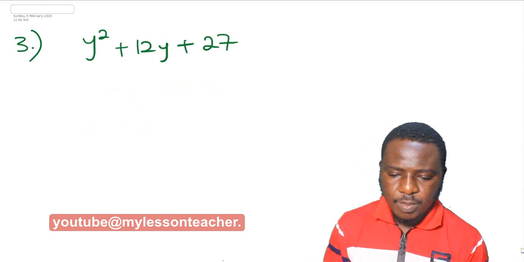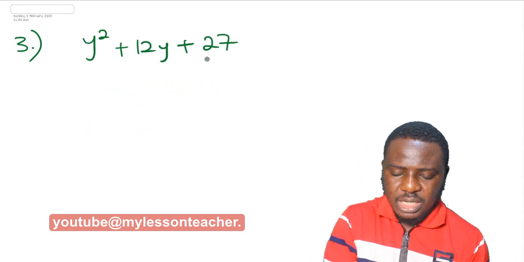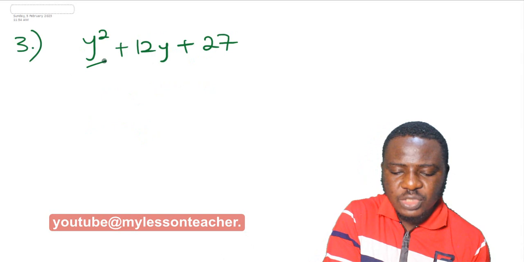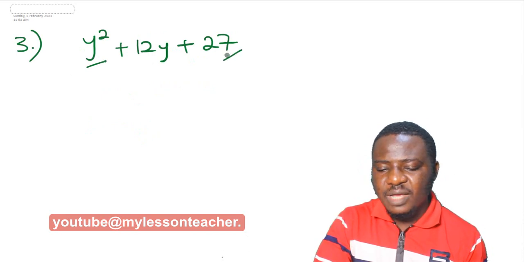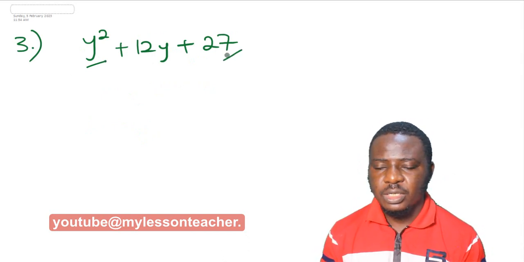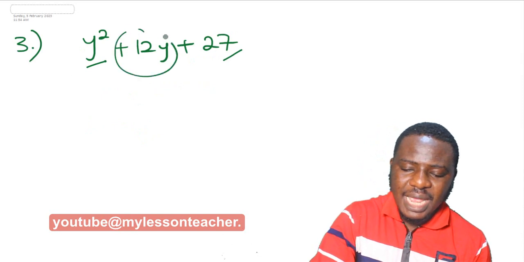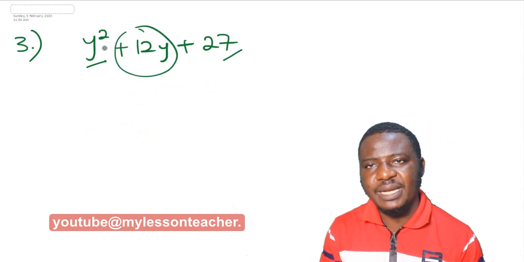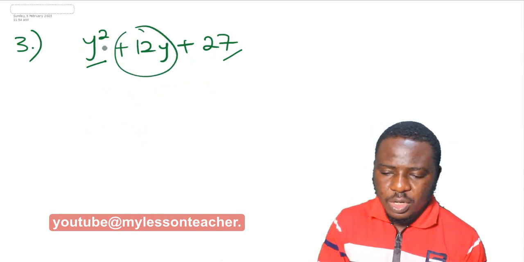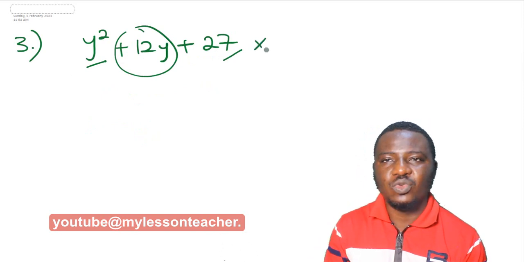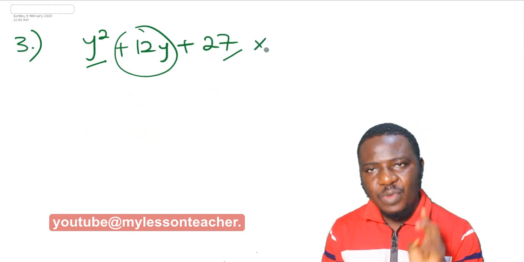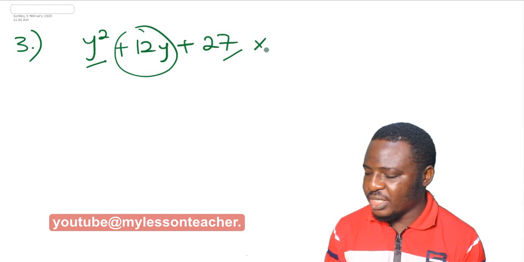Number 3. Can this be expressed in that form? No. In as much as y squared is a perfect square, 27 is not a perfect square. So invariably, the middle term may not be twice the product of the square roots of the first term and the last term. So this is not a perfect square, and we cannot factorize it.